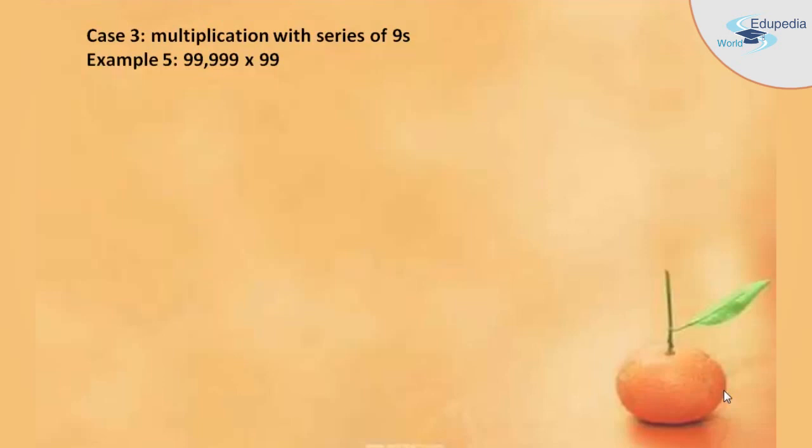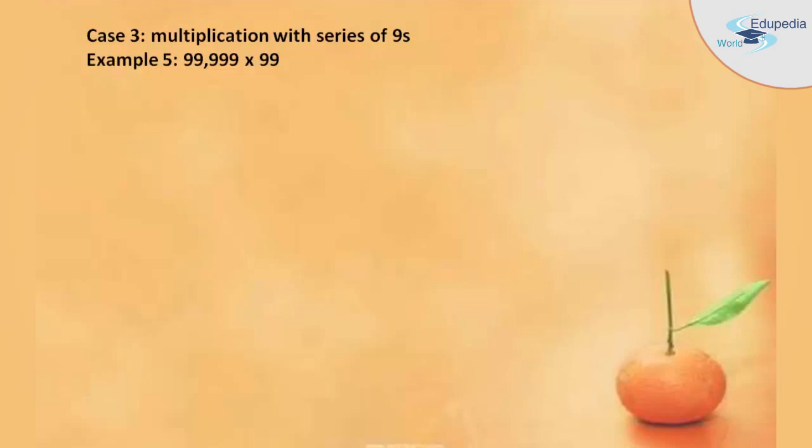The example that I'm going to take in this session is 99,999 into 99. So guys, whenever you are multiplying a number with a series of 9s, at first we have to count the number of digits in the multiplicand in order to make sure which case can be used to get the product for the given multiplication.